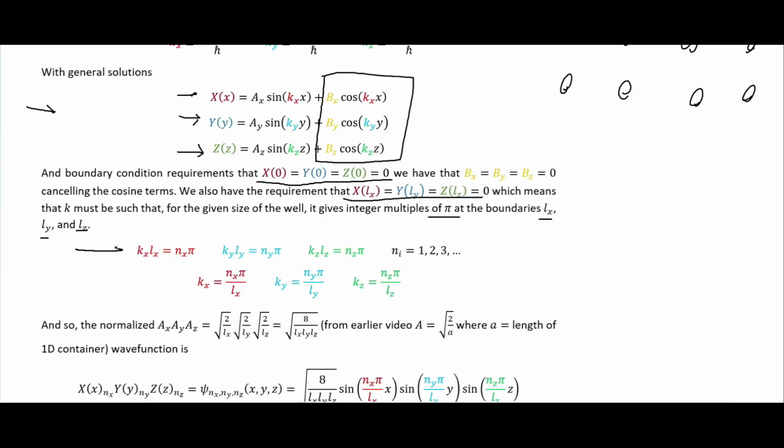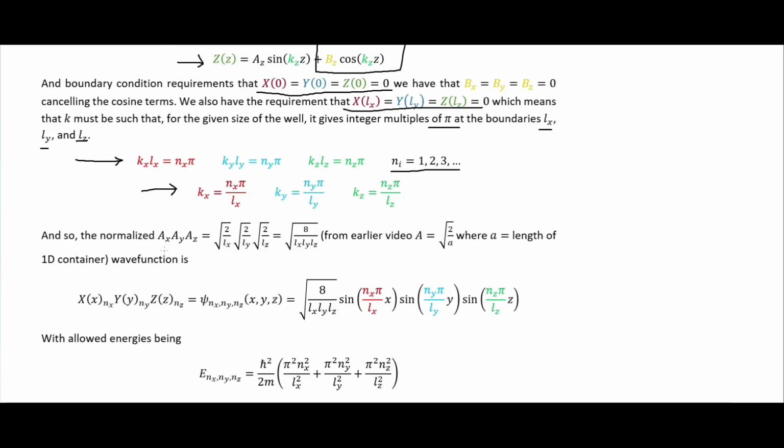And so we end up with this, so k times our Lx is equal to some integer times pi, and so on and so forth for each of these, where the n's are going to be integers. We do some rearranging and we get our k's equal to this. We do this normalization, and I actually went through this normalization in a previous video. It's using the normalization that we derived there, where it's 2 divided by a, where a is the length in one dimension of one side. And so we're using Lx, Ly, and Lz, so we end up with this 8 over this.